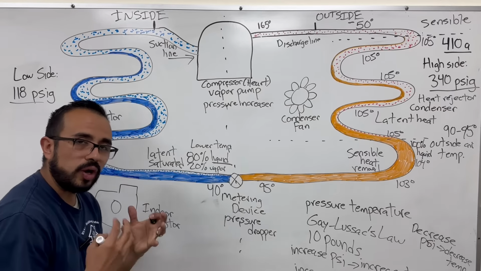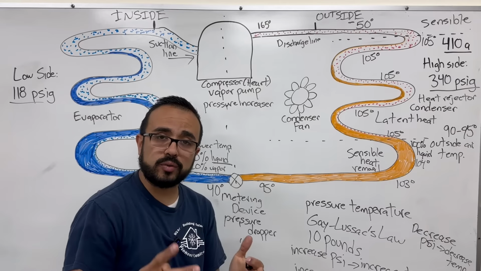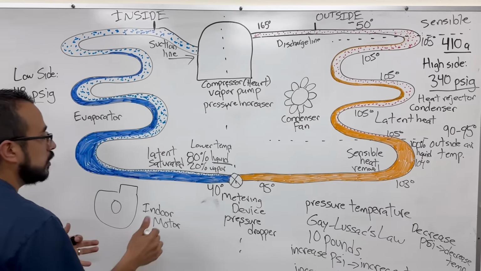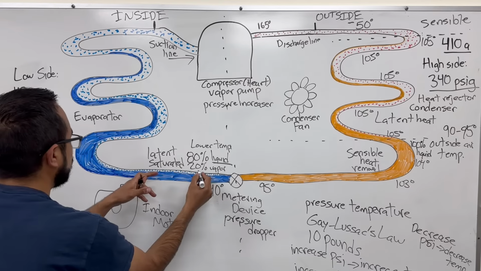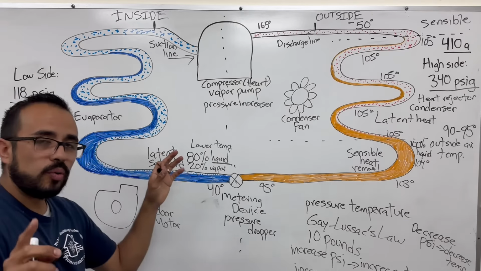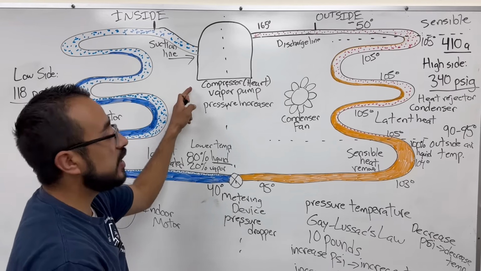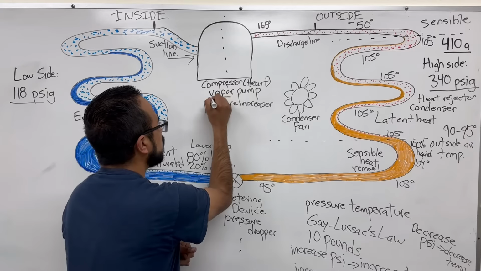This is a good ratio. We want liquid. This is what does the cooling, which you'll see right now. So you've got this 80% liquid, 20% vapor. Now, remember what we said. That compressor is a vapor pump.